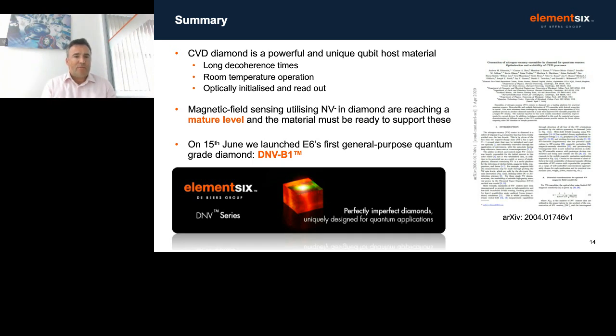Magnetic field sensing, which is probably one of the more mature areas of this science and technology, is increasingly requiring a robust baseline of material. And that's what we've worked very hard to do in the last few years. And one of the outcomes of that has been the launch of DNV B1.